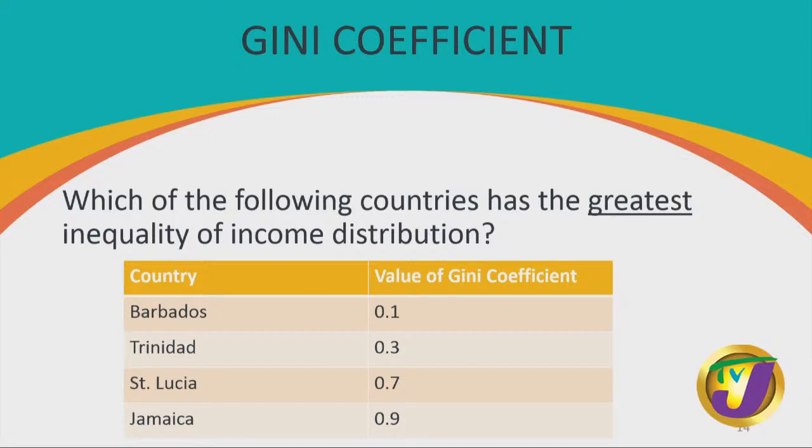Which of the following countries has the greatest inequality of income distribution? We have here Barbados, 0.1, Trinidad, 0.3, St. Lucia, 0.7, and Jamaica, 0.9. Which one is closest to 1? I'm sure you're shouting the answer. Yes, it's Jamaica, 0.9. So the interpretation here is that Jamaica has the greatest inequality of income distribution.